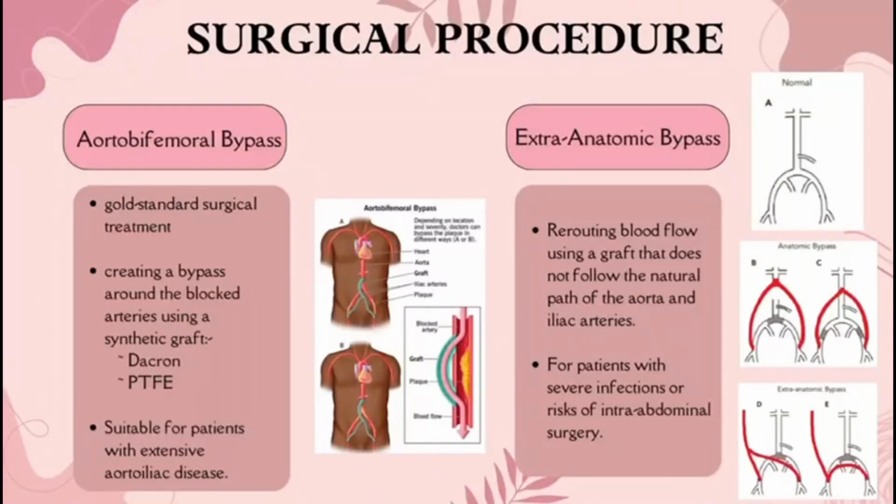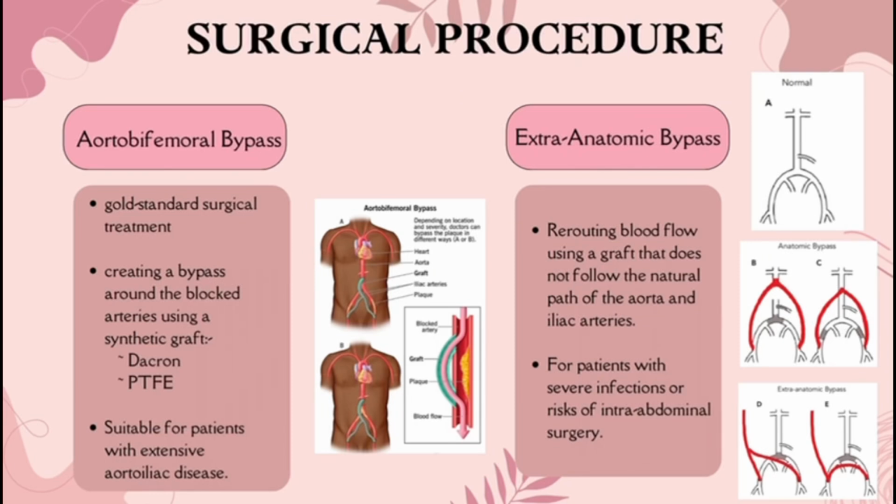Aortobifemoral bypass is the standard gold surgical treatment, where a midline abdominal incision is made and the graft is connected to the aorta just above the blockage, and the other ends of the graft are connected to the femoral arteries in both groins. It's suitable for patients with extensive aortoiliac disease.